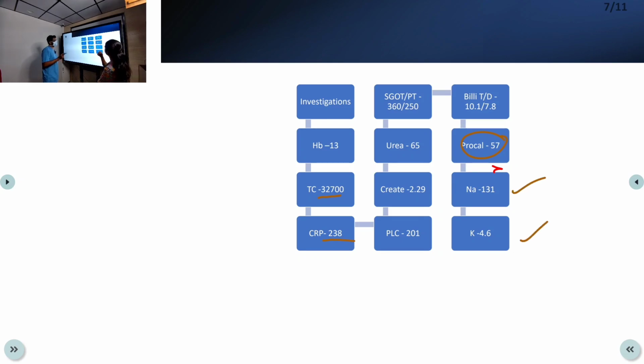Within normal limits, but the LFT and RFT were deranged. SGPT was 360 or 250, total bilirubin was 10, and direct was 7.8. Other than that, the creatinine was 2.29. So he is in sepsis. Can it be hepatitis? But the SGPT should be much more elevated, significantly above 1000. So something is affecting the liver and the kidney. Can he be in Weil's syndrome? Weil's syndrome was one of our initial differential diagnoses.